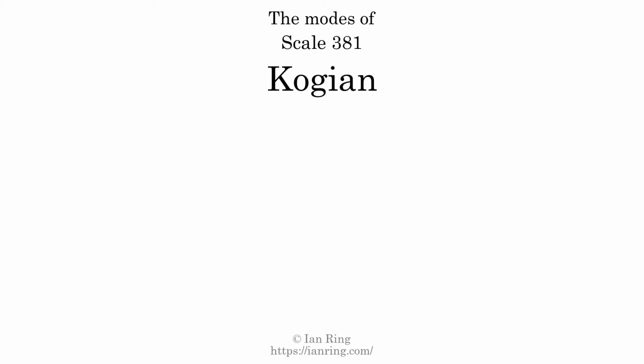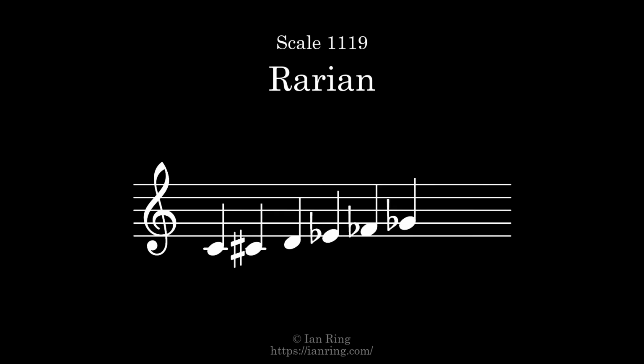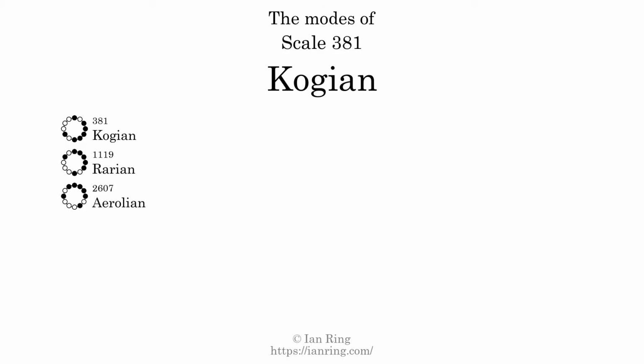This scale has 7 modes. The first mode is itself. The second mode is scale 1119, also known as Rarian. It sounds like this. The third mode is scale 2607, also known as Aurelian. It sounds like this.